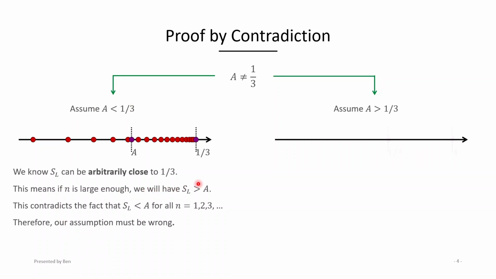Now let's turn to the right. In this case, we assume A is a larger number, so A will be this point this time on the right.